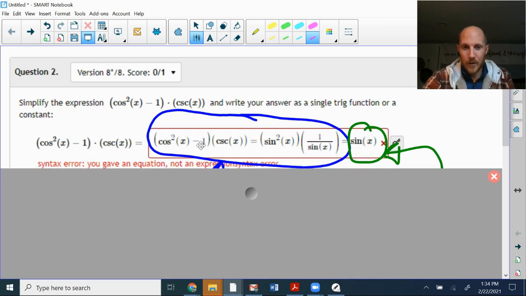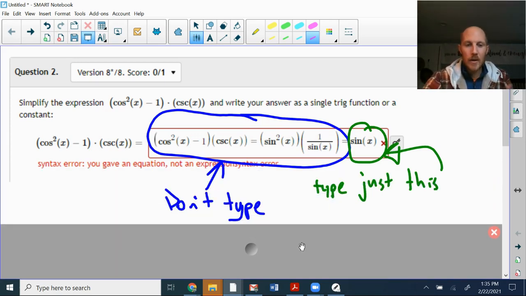Cosine squared of x minus 1 in parentheses multiplied by cosecant of x in parentheses equals, and then there's a substitution that's been made, sine squared of x multiplied by 1 over sine, and so on, equals sine of x at the end. So, if you get it wrong and you tell it to show the answer, this is what it shows you. And so you're like, oh, just type that in there, which sometimes works. In this case, it is not going to work because what WAMAP is looking for is just that single term of sine of x at the end.